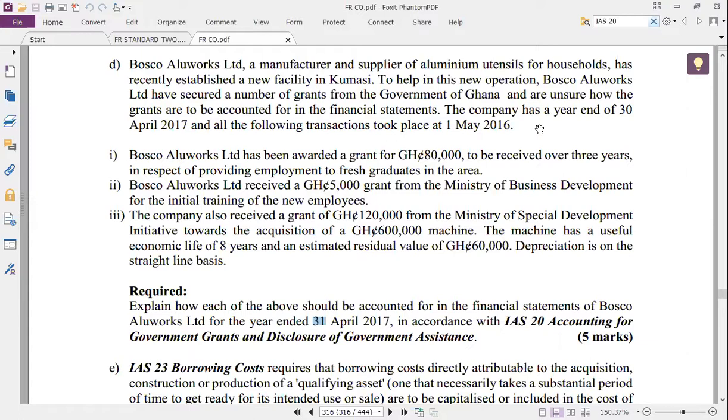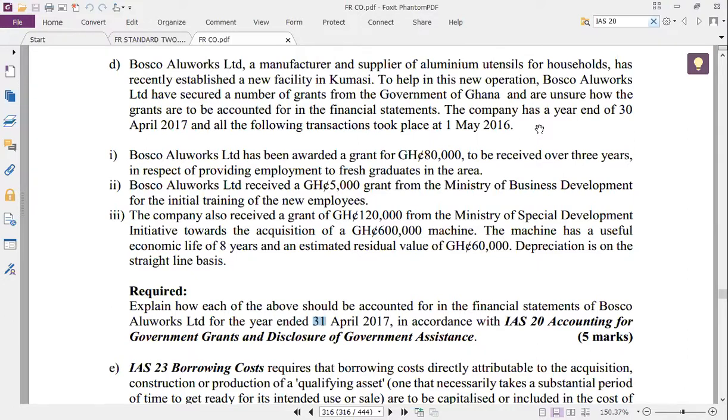Just that here, this training, we are not going to award all of it at the start of the year, because we're going to train them over the 3-year period. Each and every year, you recruit new staff and you have to train them. So they are awarding you 5,000 for the initial training of the new employees. So it must also be amortized over the 3-year period. Agreed. That 5,000 must also be amortized over the 3-year period. Good.